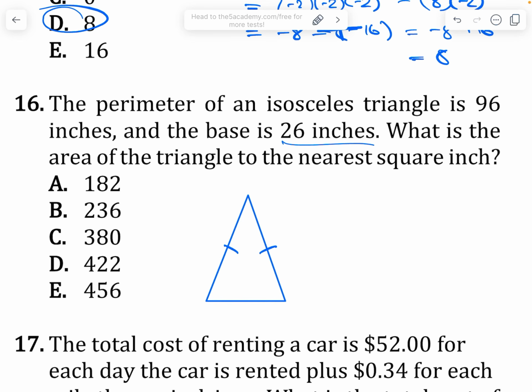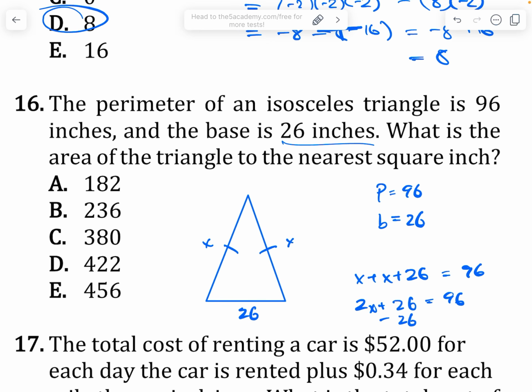So perimeter is 96. Base is 26. Okay, 26 right here. What is the area of the triangle to the nearest square inch? Well, what we know is if this side is x, this side is x, and we know that x plus x plus 26 has to equal 96. So I can solve for x. Subtract 26 on both sides. 2x is equal to 70. That means x has to equal 35. Okay?